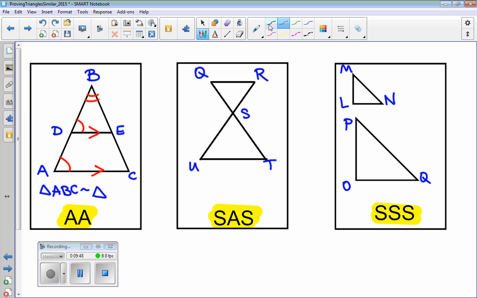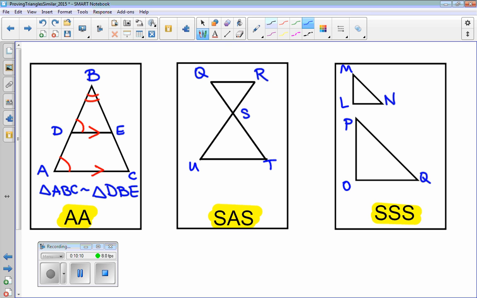So let's finish our similar statement. If I have triangle ABC, what's the smaller triangle that it's similar to? D, B, I can't hear you. Thank you. Sorry. DBE. Good. Okay, so I want you to add that information to your picture.